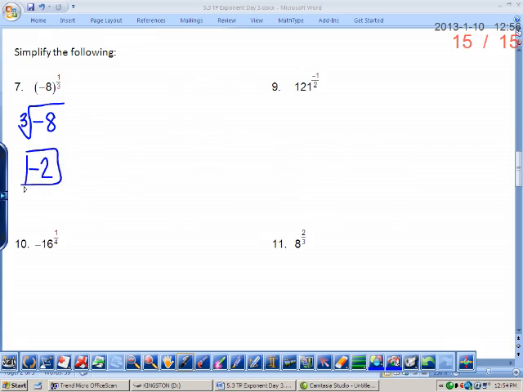All right, look at number 9. 121 to the negative 1/2 power. I'm going to deal with this negative first. What does the negative tell me to do? This is 1 over 121 to the 1/2 power. Oh, sorry, the 8. I have no idea. Good. Can't tell you. What is 121 to the 1/2 power? Yeah, so that's the same as 1 over the square root of 121, which is 1 over 11.